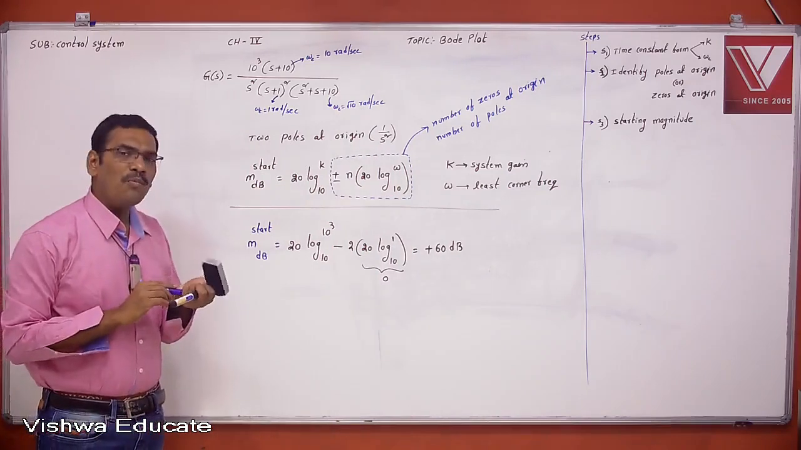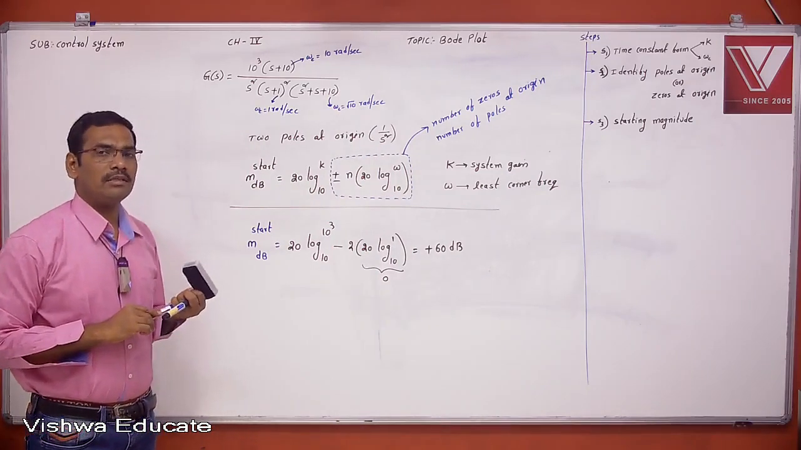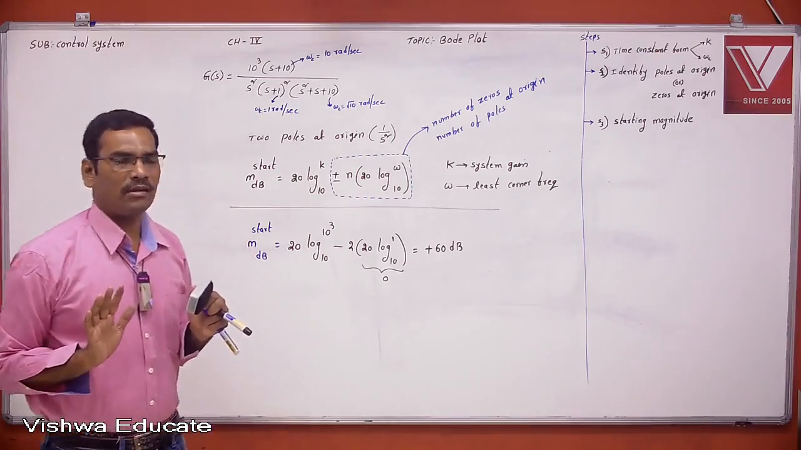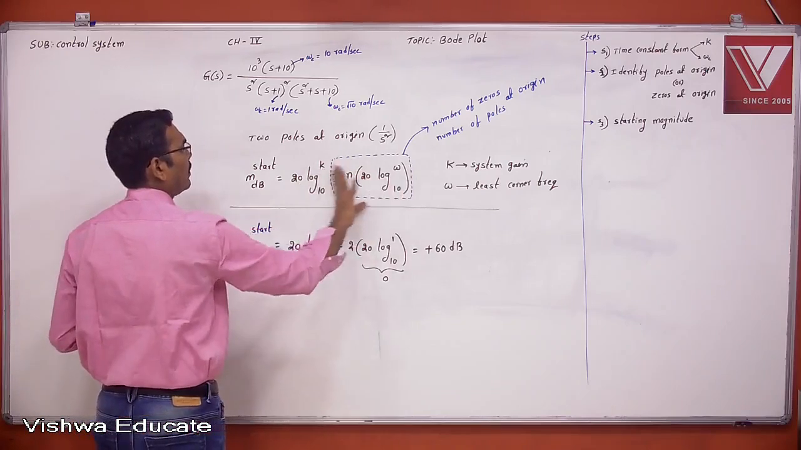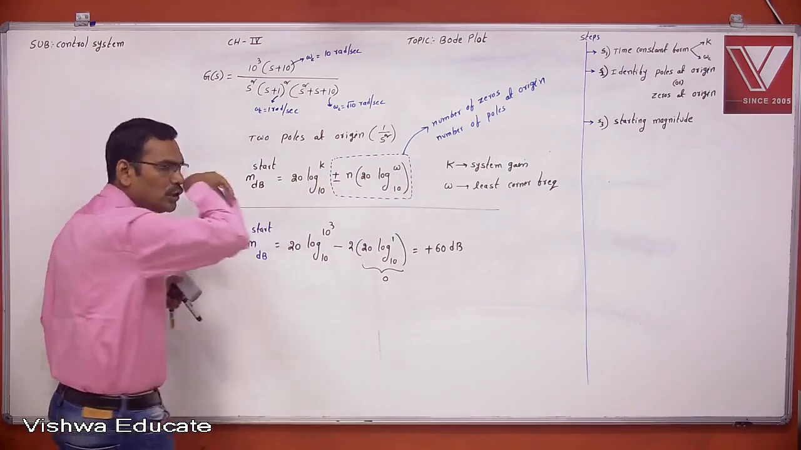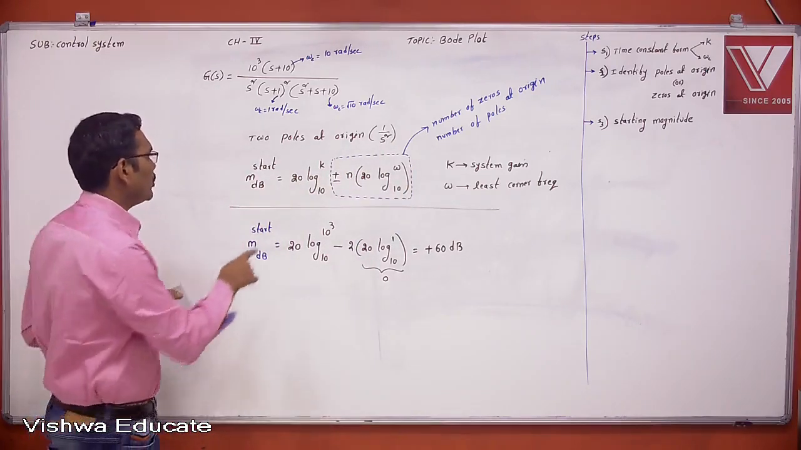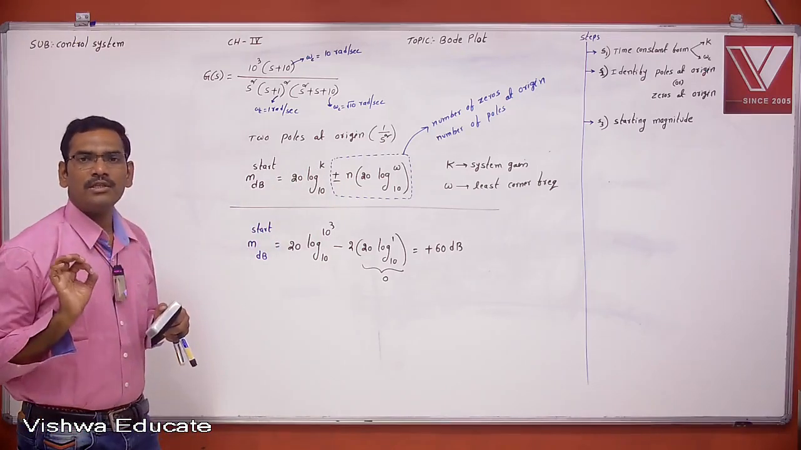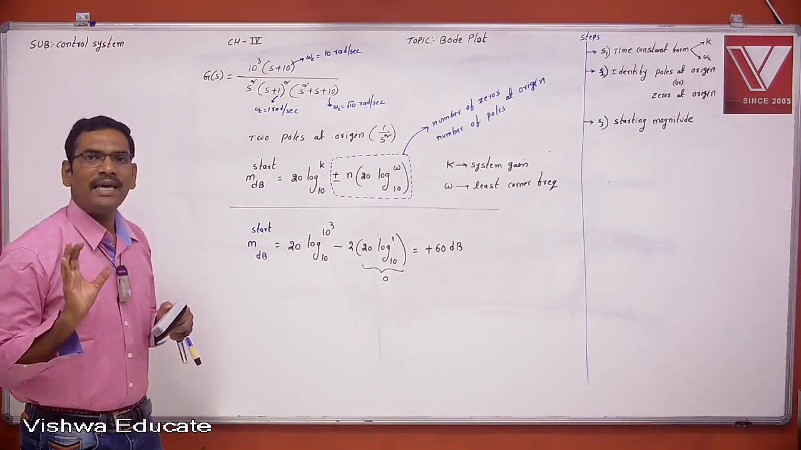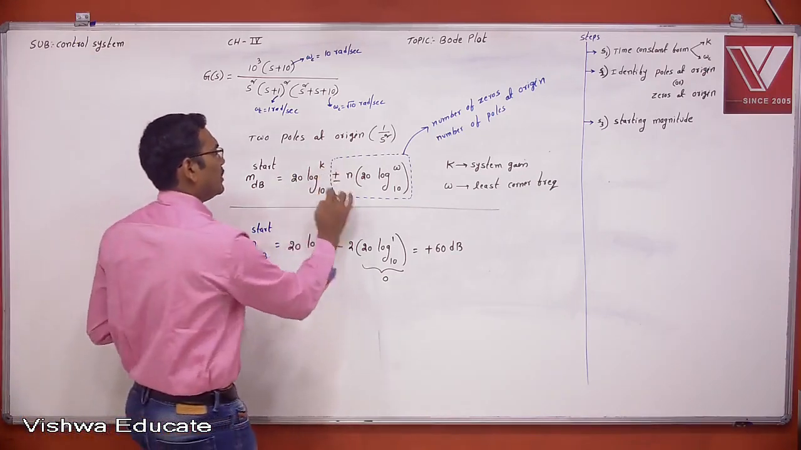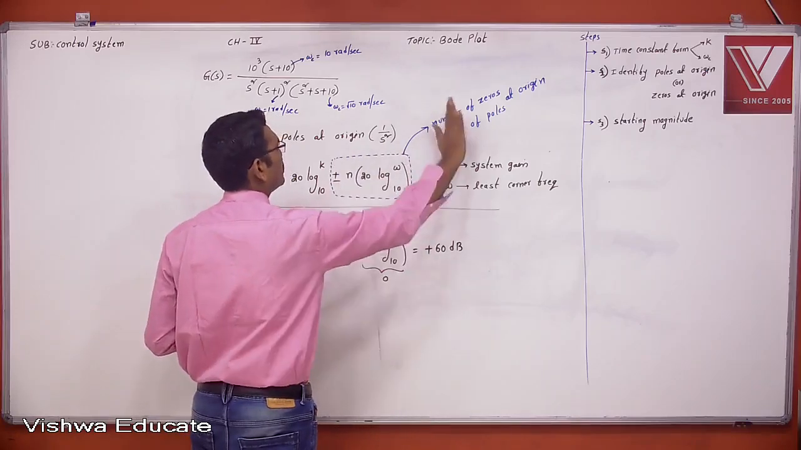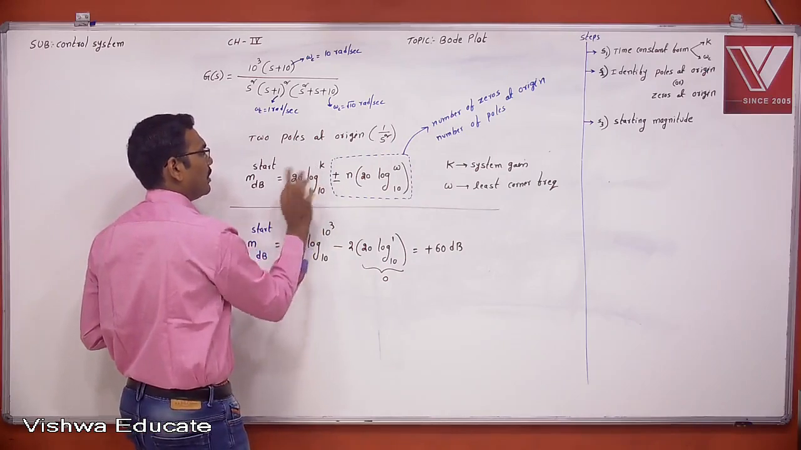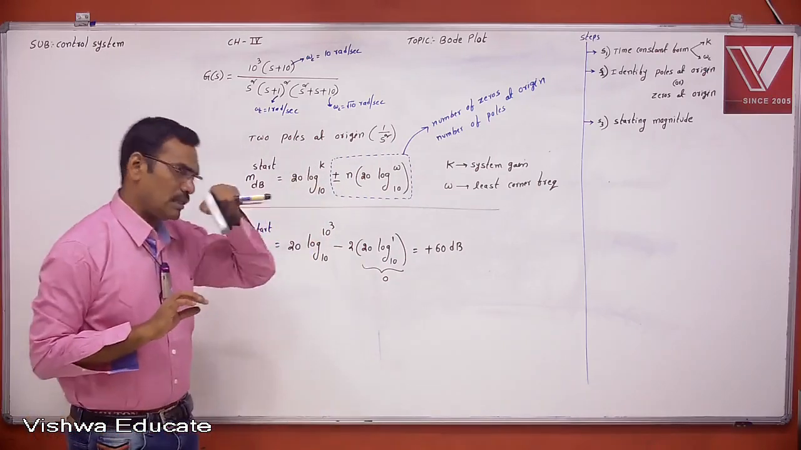Now the students are asking a question. Sir, there is no pole at origin, there is no zero at origin. What should we do, sir? If there is no pole at origin and no zeros at origin, then you remove the second part. The starting magnitude is only 20 log k base 10. Understand or not? Note down this.